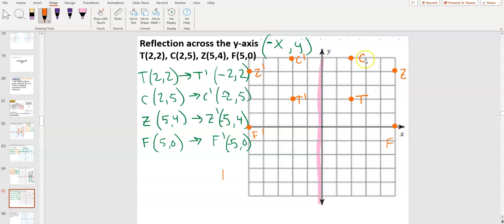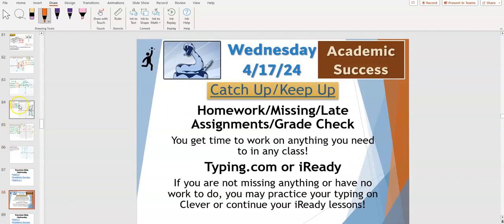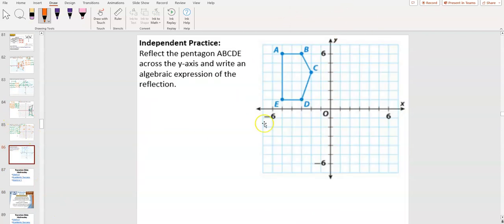So hopefully you have your dots reflected correctly and your coordinates. Okay. So then you can go ahead and do this one right here. Reflect this pentagram across the y-axis and write the algebraic expressions that go with it, and we'll check it in class.